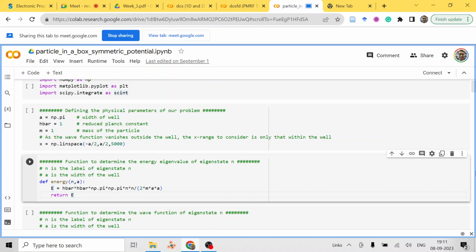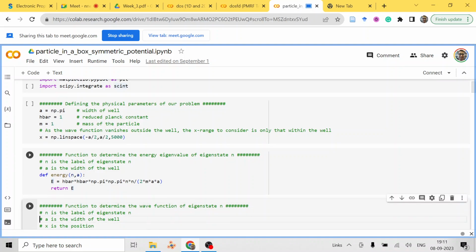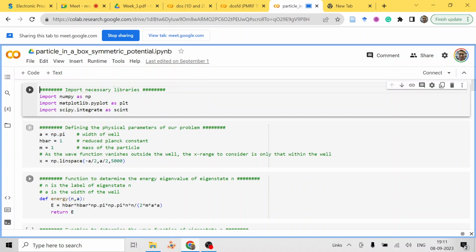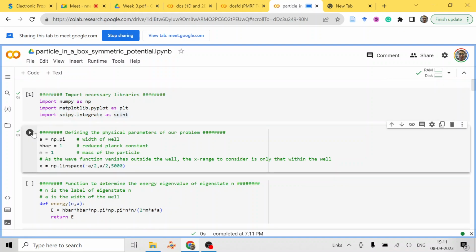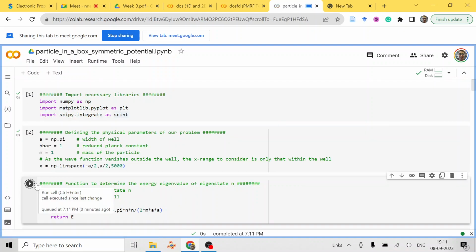Alright, so let me just run all of these cells. Let me first import the libraries. Then defining the physical parameters of the problem, and then we have this function determining the energy eigenvalue of the eigenstate.